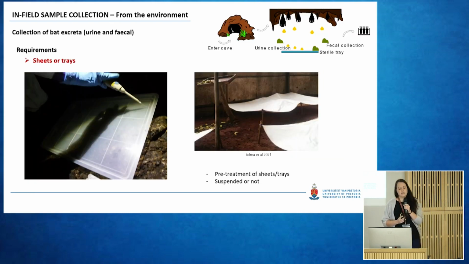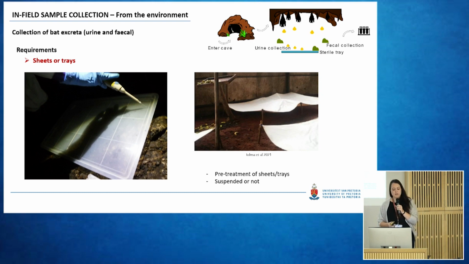Okay, so let's get into some of the requirements for doing sample collection. So the first would be sheets or trays. It is important to make sure that the sheets and trays that you use are sterilized and pre-treated with things like DNAs and RNAs, which specifically we use to prevent any contamination of enzymes that might degrade the RNA or the DNA of the samples that you collect and affect downstream processing of your samples.